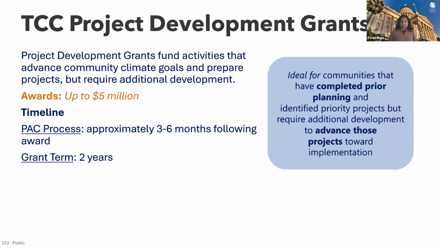The second grant type TCC offers are project development grants. This may be the best fit for you if you have already completed prior planning, including identifying priority projects, but need additional development to get your projects shovel-ready. Project development grants are similar to planning grants, but the key difference is that these projects are a bit further along and bridge the gap between planning and implementation. You can request up to $5 million for project development grants, and they also have a 2-year grant term. No leverage funding is required for this grant type as well.